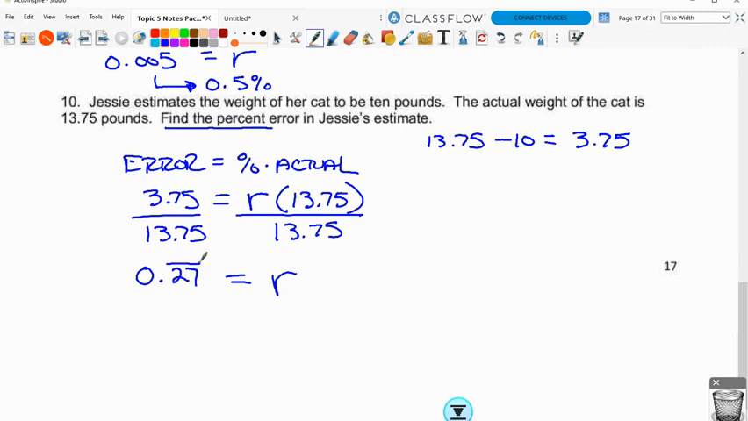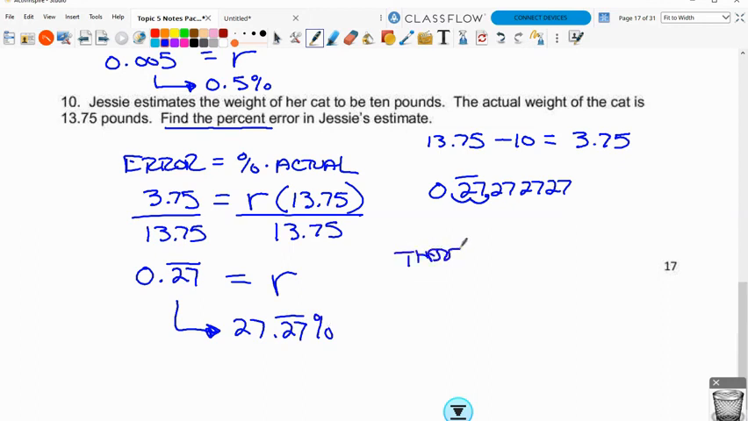And now we need to convert this into a percentage. Okay, so remember, 27 hundredths repeated looks like that. Move the decimal once, twice to the right. So that's going to be 27 and 27, 27, 27, on and on forever. So this is 27 and 27 hundredths repeated percent. And so that's what we can write down. There is a 27 and 27 hundredths repeated percent error in her estimate.